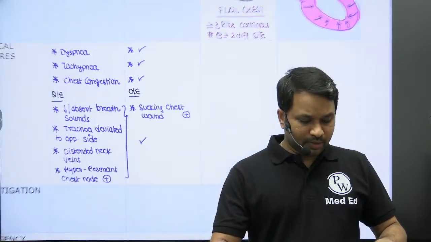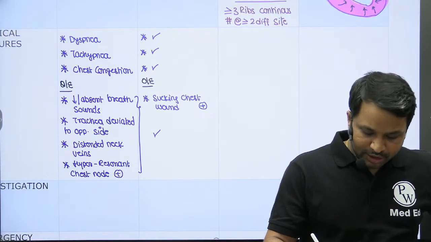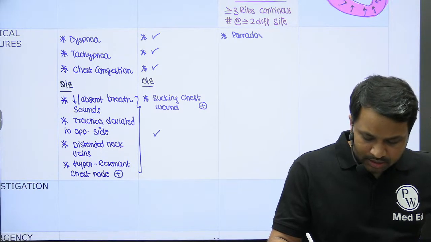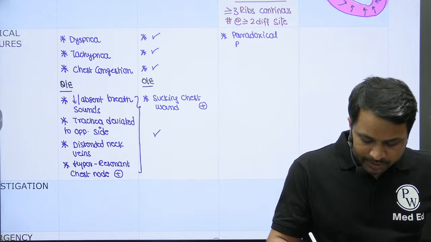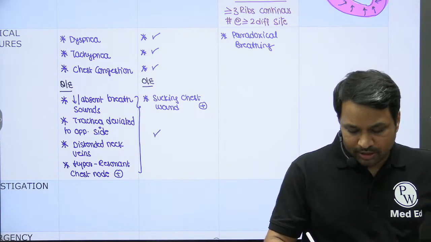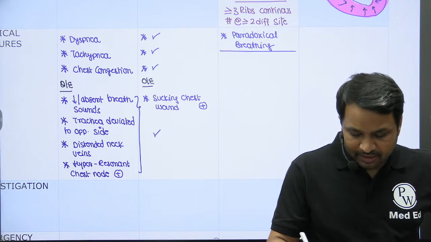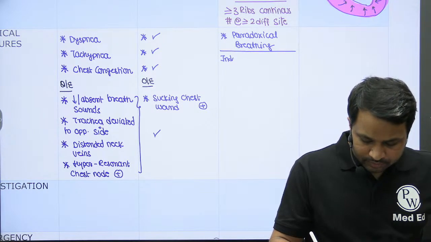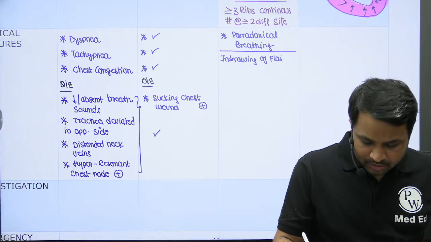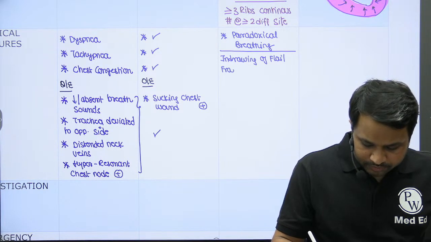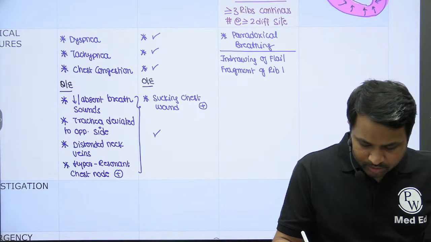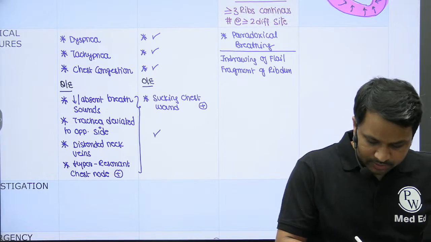Now, in the flail chest, what is the clinical presentation? In the clinical presentation, the patient is now going to present to you with paradoxical breathing. Now, in the paradoxical breathing, there is indrawing of the flail fragment. There is indrawing of flail fragment of rib during inspiration.